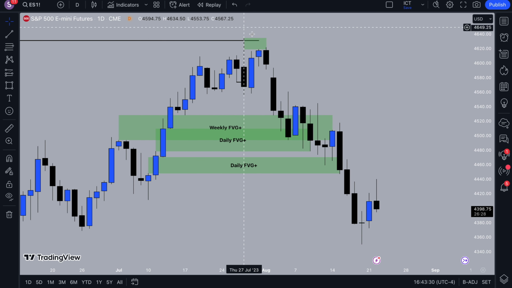Once we had this liquidity sweep of the weekly high, price just took off down.